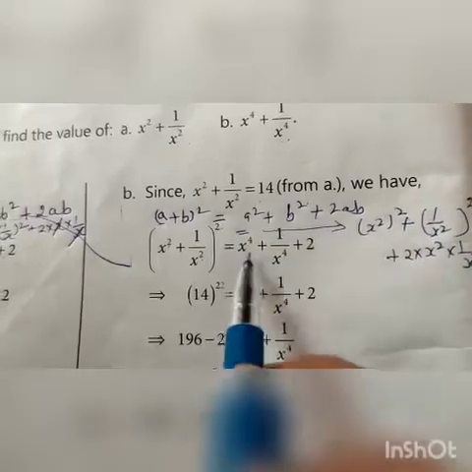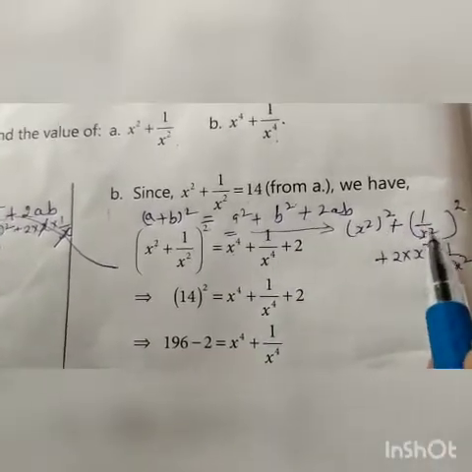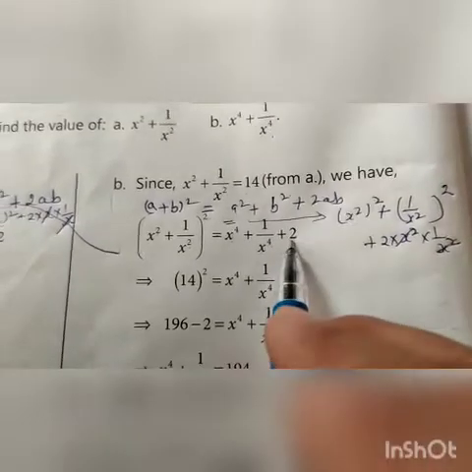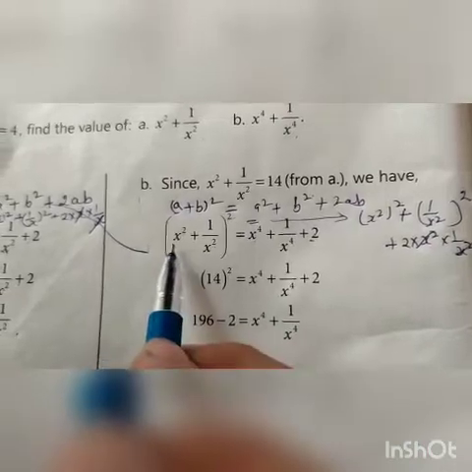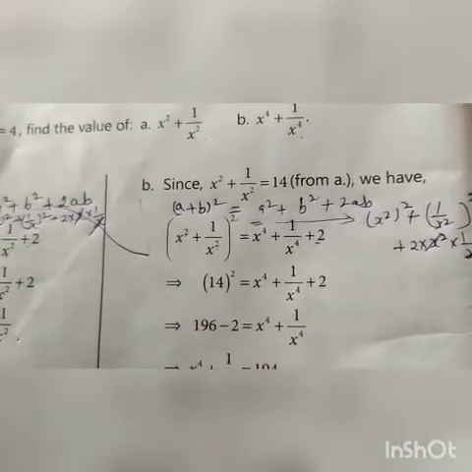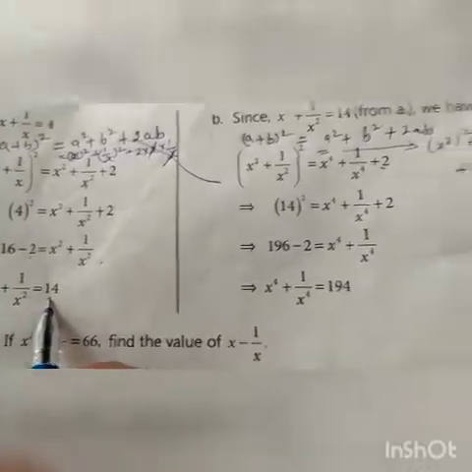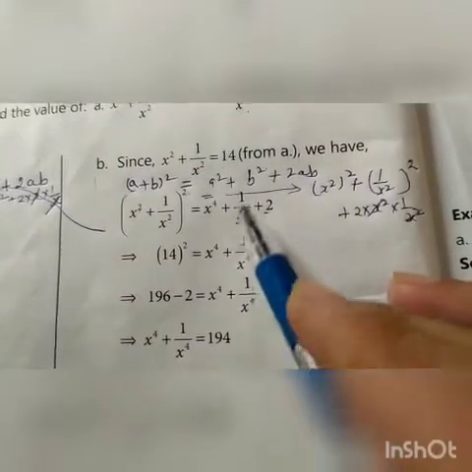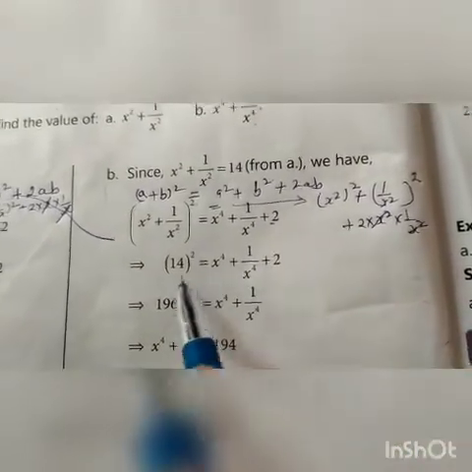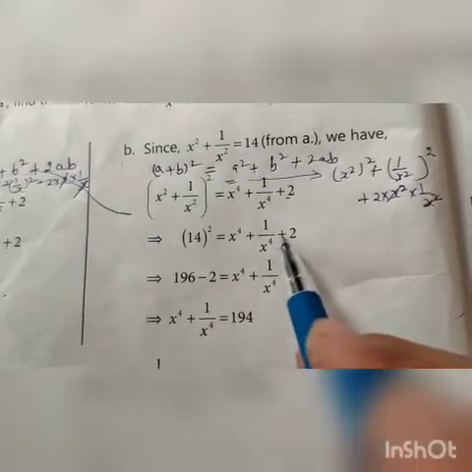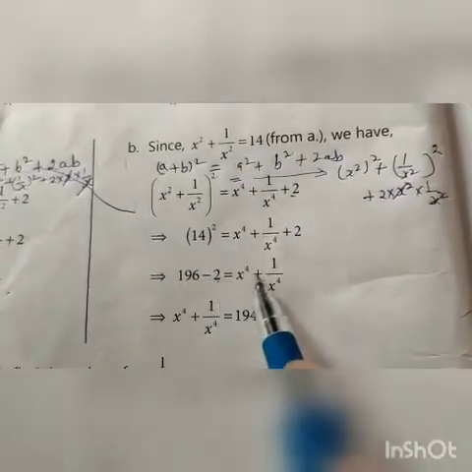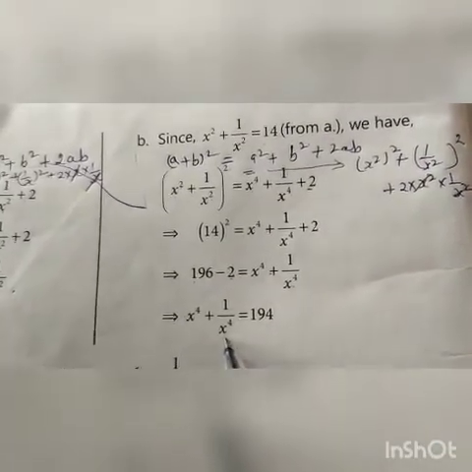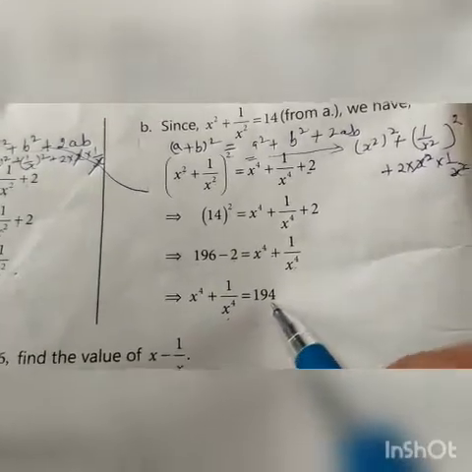So x square whole square will become x power 4, plus 1 upon x square whole square will become 1 upon x power 4. X square cancels, it will become plus 2. Now the value of x square plus 1 upon x square is equal to 14, we have found it here. So we will put the value of this, 14 whole square is equal to x power 4 plus 1 upon x power 4 plus 2. Now the square of 14 is 196. Take this plus 2 to this side, minus 2, is equal to x power 4 plus 1 upon x power 4. So x power 4 plus 1 upon x power 4 is equal to 194.